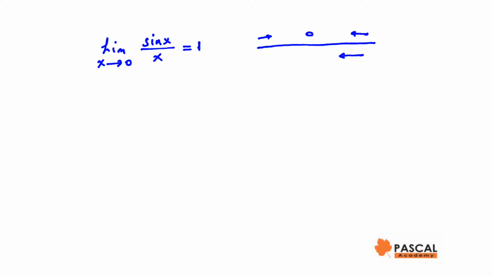One of them is the limit of sine of x over x as x approaches 0. This limit is 1, and to show it is 1, we use a table of values. By moving x towards 0, we see f of x approaches 1.